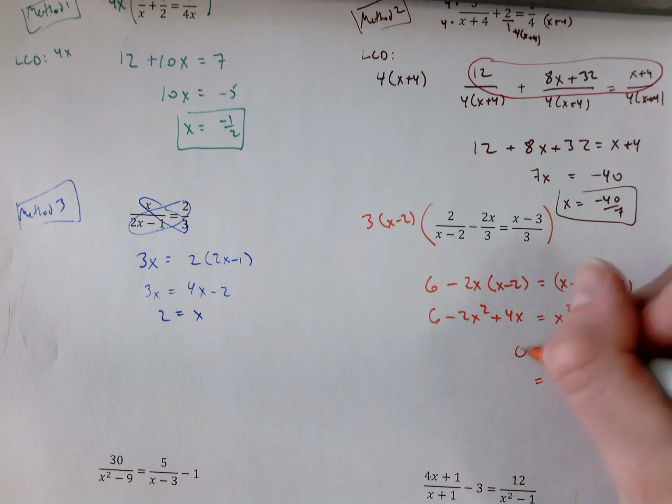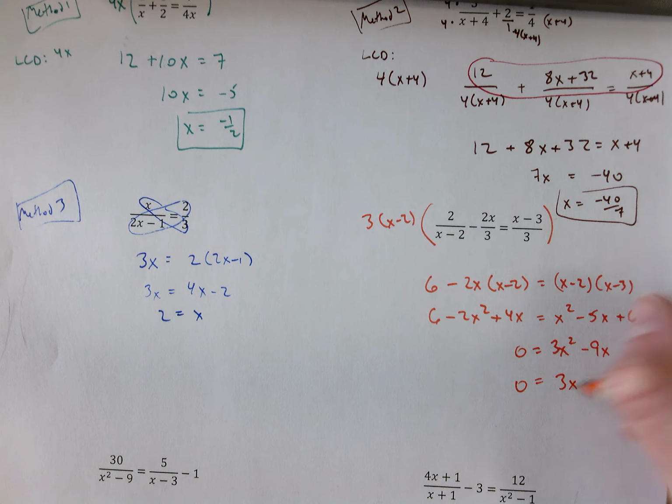So luckily, that's a pretty easy factor. It's got a GCF of 3x. So my two possible solutions are 0 and 3. Okay, and then just do a quick check. Make sure none of these are extraneous. So if I plug in 0 or 3 in the denominator here, am I going to end up with 0? Nope. So we're all set.